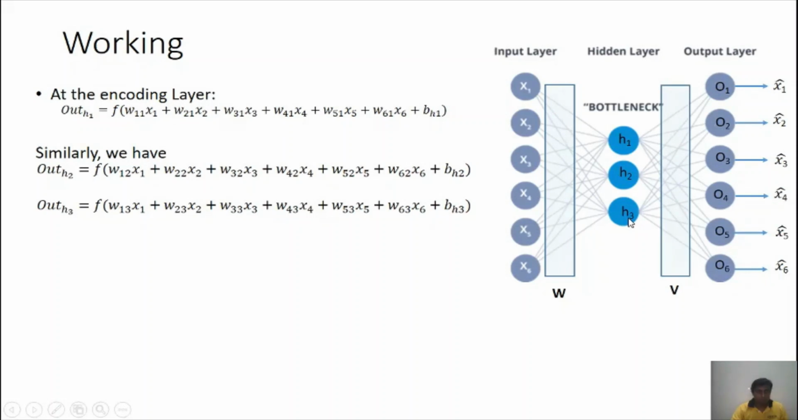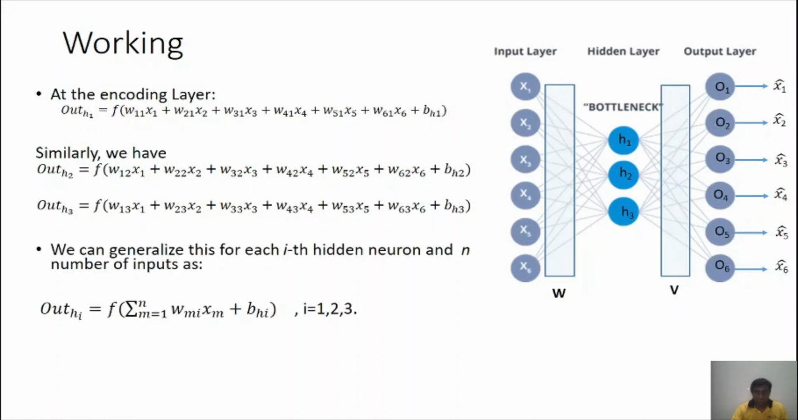So if you put all of them together, you can represent it using a single representation, which is like this. In our example, since we have only 3 hidden neurons, I can take only 3 values, and out hi equals the activation function. Inside that you have the summation of wi xi plus the bias.